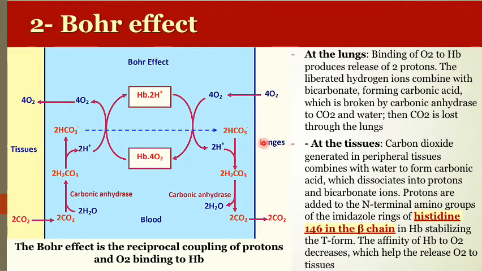At the lung, there is a very high concentration of oxygen because oxygen enters the alveoli. There is an exchange of gases between the alveoli and the arterial blood, that is, the capillaries which surround the alveoli. So oxygen will enter the RBCs. Oxygen will bind hemoglobin, 4 molecules of oxygen.